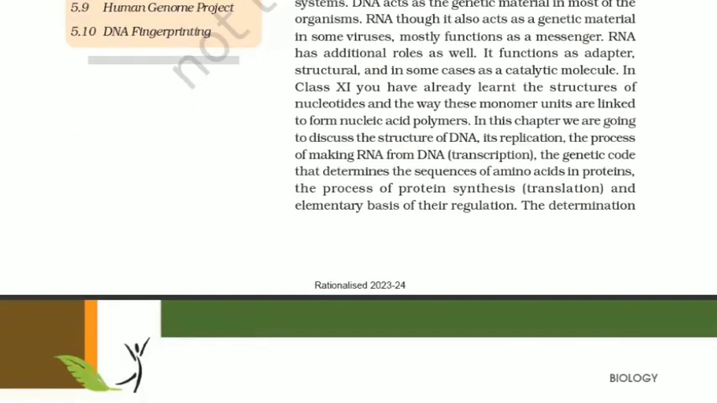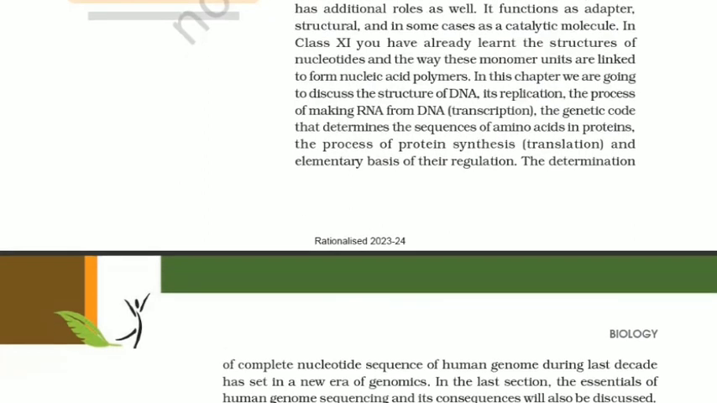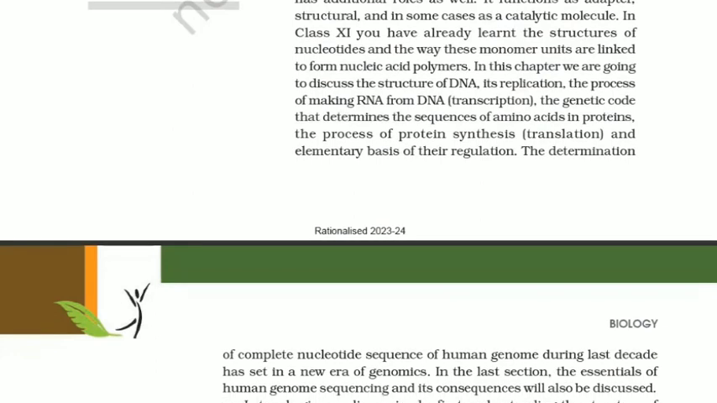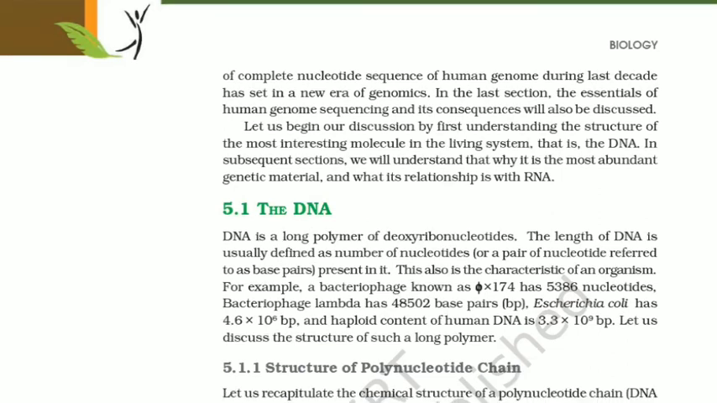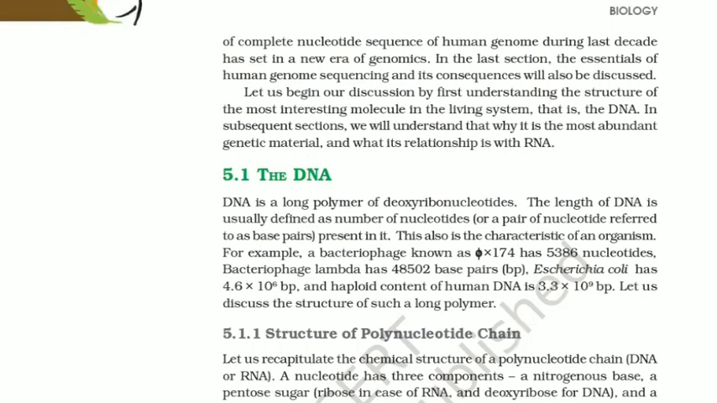In class 11, you have already learned the structure of nucleotides and the way these monomer units are linked to form nucleic acid polymers. In this chapter, we are going to discuss the structure of DNA, its replication, the process of making RNA from DNA, that is transcription, the genetic code that determines the sequence of amino acids in proteins, the process of protein synthesis, that is translation, and the elementary basis of regulation. The determination of the complete nucleotide sequence of the human genome during the last decade has set in a new era of genomics. In the last section, the essentials of human genome sequencing and its consequences will also be discussed.